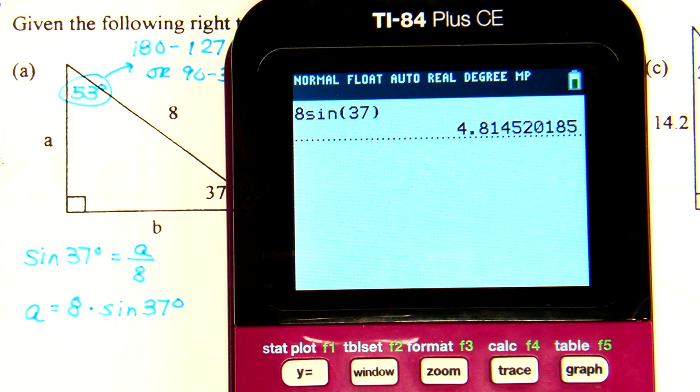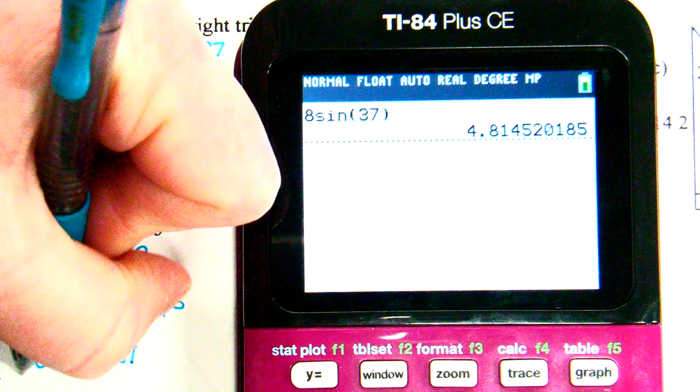Why wouldn't you have gotten the same answer as me? You're in the wrong mode. Make sure you're in degrees and not radians. So if you get a differing answer, check your mode. So, I'm going 2 decimal places today. So A is approximately 4.81.